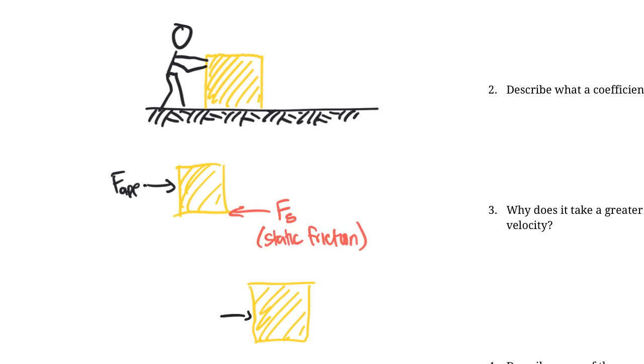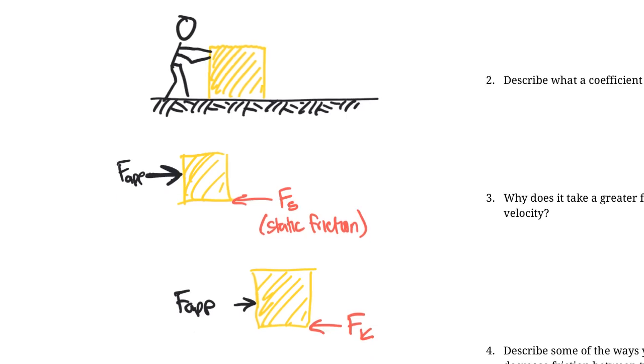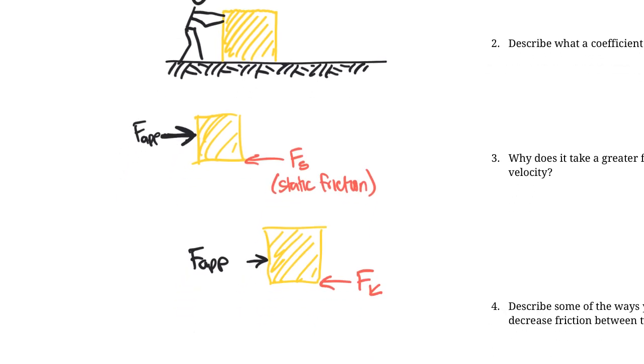Sorry, let me just do them to scale. We'll call this a nice big force here, and we'll draw this force down here as a nice small little force. You need less of a force applied, and the force Fk for kinetic friction is going to be smaller than that static friction. This is called kinetic friction.